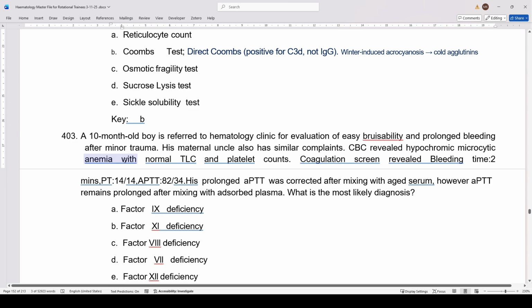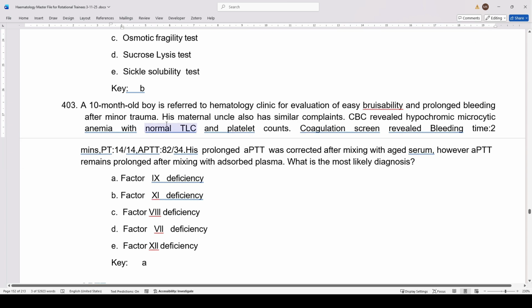Okay, next is a 10 months old boy referred to hematology clinic for evaluation of easy bruisability and prolonged bleeding after minor trauma. His maternal uncles also have similar complaints. Maternal uncles, okay, boy and maternal uncles. CBC revealed hypochromic microcytic anemia, normal TLC, and normal platelet count. Coagulation screen revealed bleeding time of 2 minutes. So bleeding time is 2 minutes, and PT is normal, APTT is prolonged.